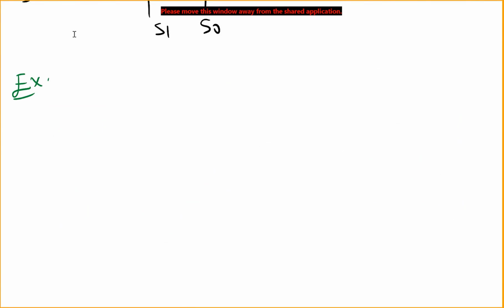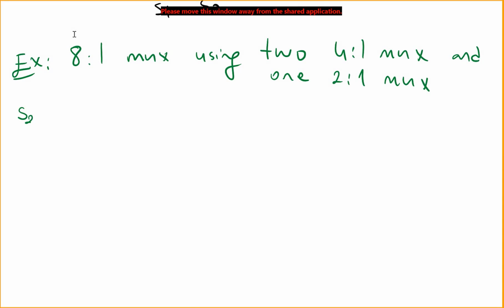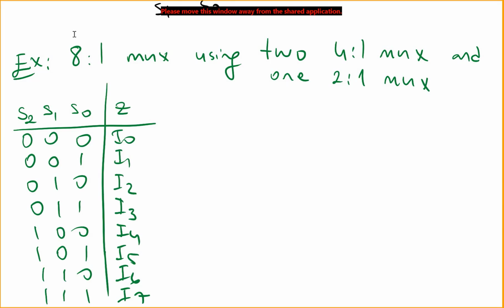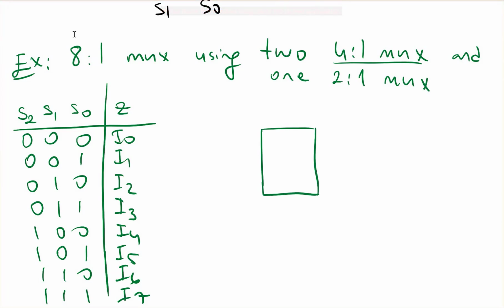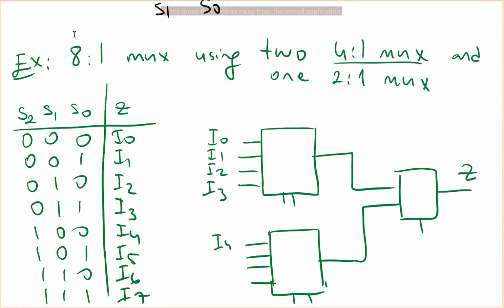Okay, so let's do another example. In this example, we will do an 8-to-1 mux using 2 4-to-1 mux and 1 2-to-1 mux, right? So let's write down the functionality table. I need to implement this 8-to-1 mux with this functionality table. I have 2 4-to-1 mux, so I should use these 4-to-1 muxes here, and then 1 2-to-1 mux. So this is my Z. The most logical thing would be to put I0, I1, I2 and I3 here. So I will be putting I4, I5, I6 and I7 here, right?